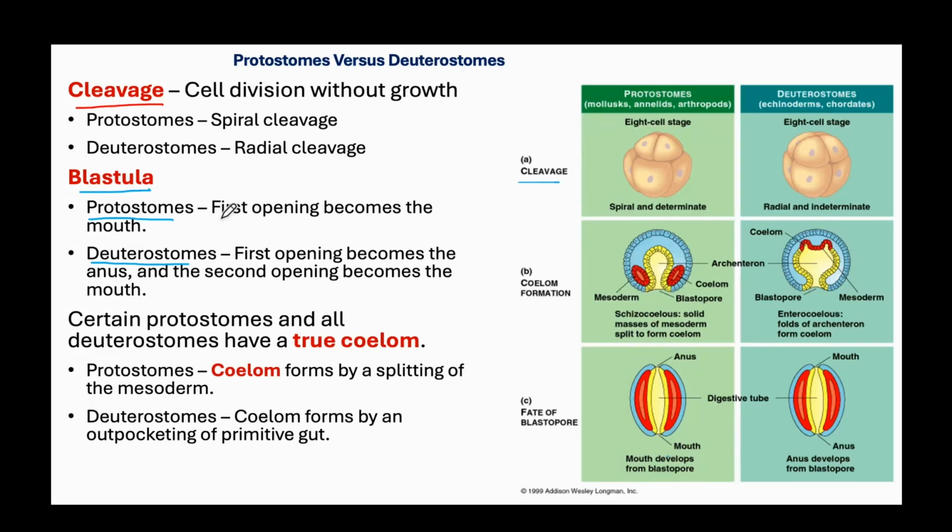In deuterostomes, it's the opposite. The first opening becomes the anus, and then the second opening becomes the mouth. So that really needs to be noted. And this has to do with your digestive tubes and the coelom formation.